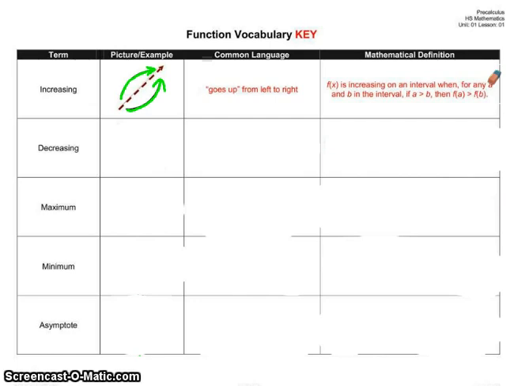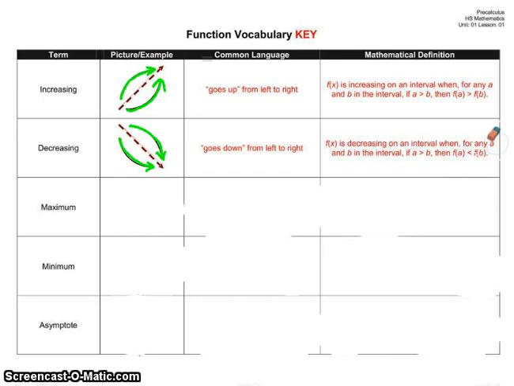Our next word is decreasing. It looks similar to increasing, except it curves down. And the common language used for decreasing, it goes down from left to right. And the mathematical definition, kind of similar to the one for increasing, except f of x is decreasing on an interval when for any a and b in the interval, if a is greater than b, then f of a is less than f of b.